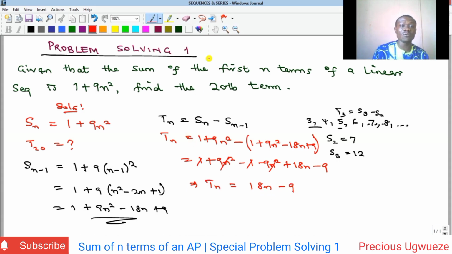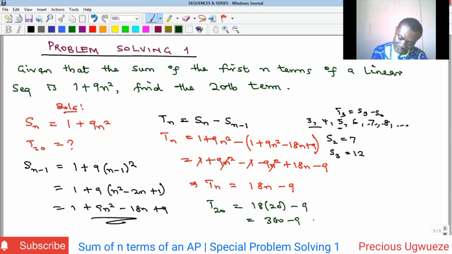And so if we have gotten our Tn, it is easy then to find our T20. That means our T20 is simply equal to 18 times 20 minus 9. And this is going to give us 360 minus 9, which is equal to 351. And that's the solution to this problem. And that's the only problem I would like us to solve in this video.